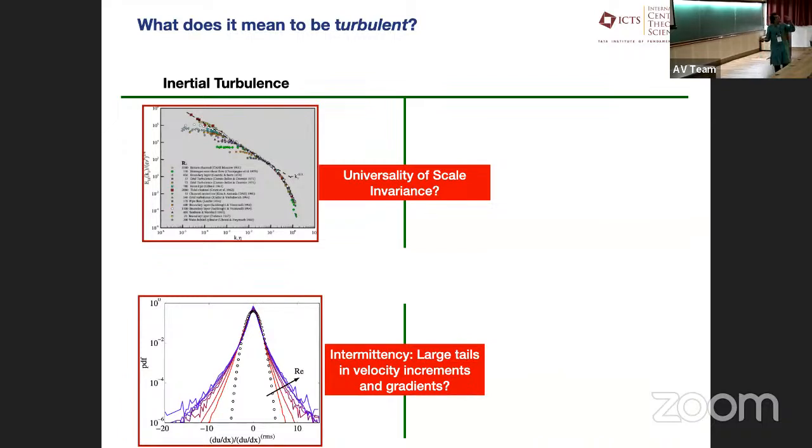So there is a finite probability of these very extreme events. Fat tails means that you get anomalously large values, but with a finite probability. So that is another way to think about intermittency. So inertial turbulence, if you ask some of us, we would say that the key fingerprint which distinguishes it from other non-equilibrium systems would be the universality of scale invariance and the fact that you have large tails in whatever you measure: acceleration, velocity difference, gradients.